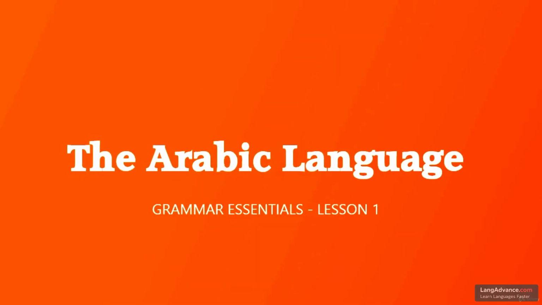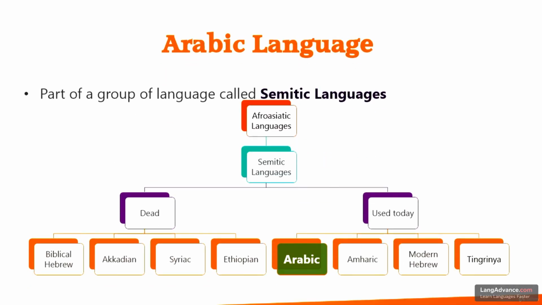The Arabic language, Lesson 1. The Arabic language is part of a group of languages called Semitic languages. Some of the Semitic languages are said to be dead languages, meaning that they are not used anymore. For example, the Biblical Hebrew, the Akkadian, Syriac, and Ethiopian. And the ones used today are Arabic, Amharic, Modern Hebrew, and Tigrinya.